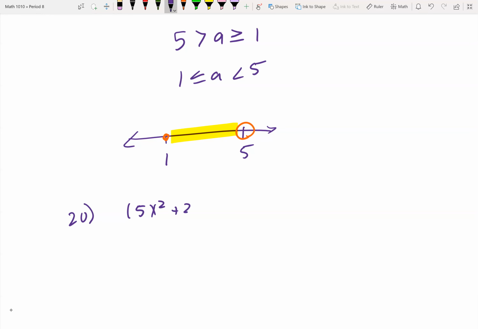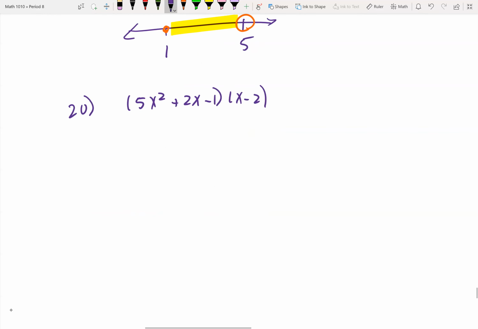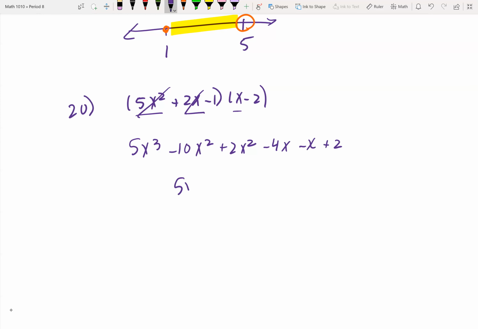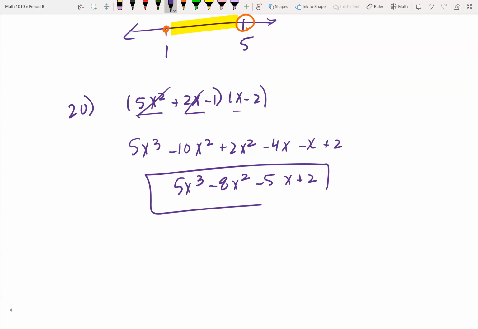So I cannot FOIL these because one's a binomial and one is a trinomial. So 5x squared times x is 5x to the third. 5x squared times a negative 2 is a negative 10x squared. 2x times x is 2x squared. 2x times a negative 2 is a negative 4x. Distribute the negative 1, I get negative x plus 2. Clean it up: 5x to the third minus 8x squared minus 5x plus 2. That's my answer. Okay, here's 21.